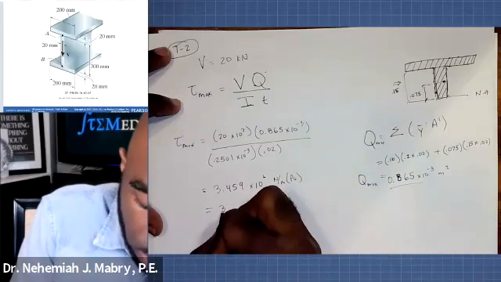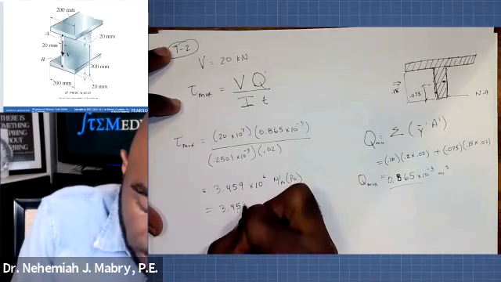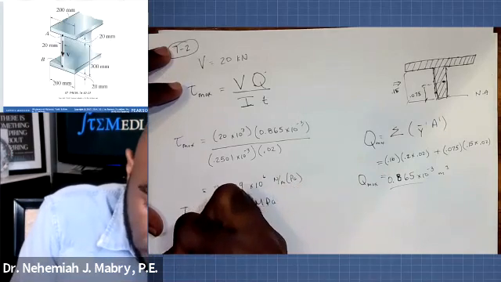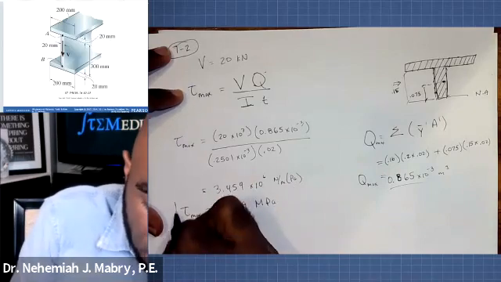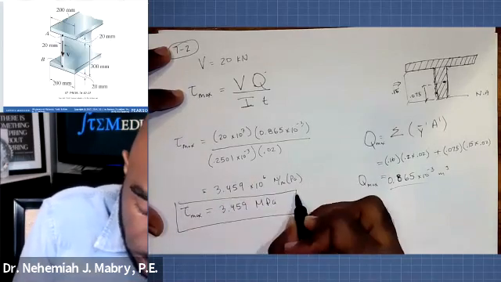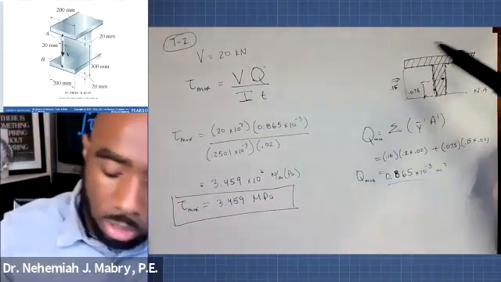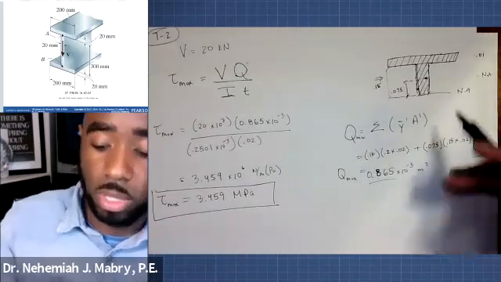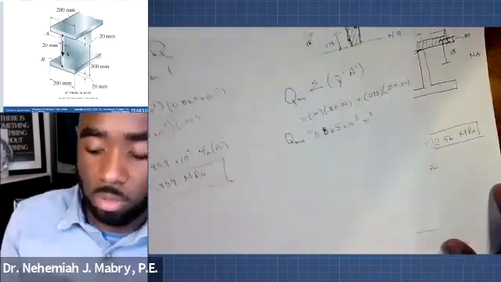Or in other words, 3.459 MPa. That, my friends, is the maximum shear stress. And how do we get it as the max? Because we took Q not just for a section beyond a point of interest, we did it for the entire thing.